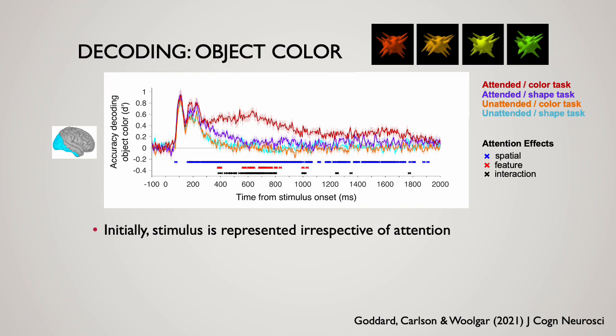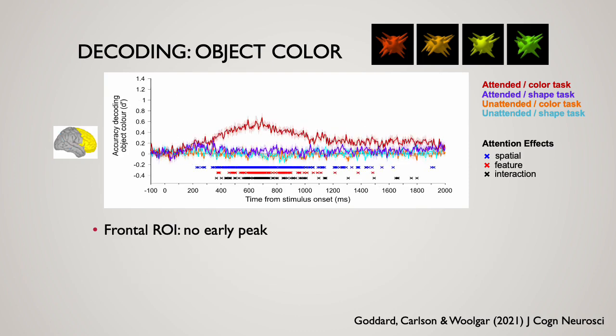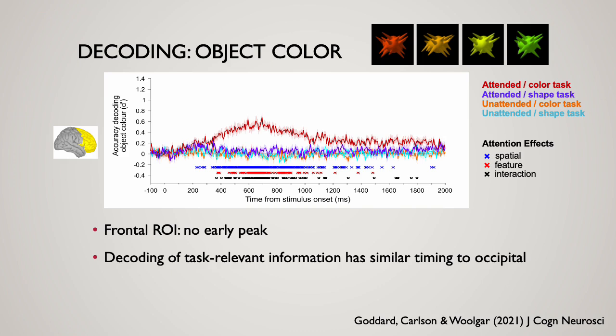Here you can see the average decoding of stimulus colour using data from the occipital region of interest across 4 different attention conditions. During the initial part of the stimulus response, classifier performance is high, regardless of attention condition, but over time these traces diverge, so that only in the attended location, attended colour condition is there sustained information about stimulus colour. We also have the same data for the frontal region of interest, where there's no early peak, but we do see decoding of the task-relevant information at a later time.